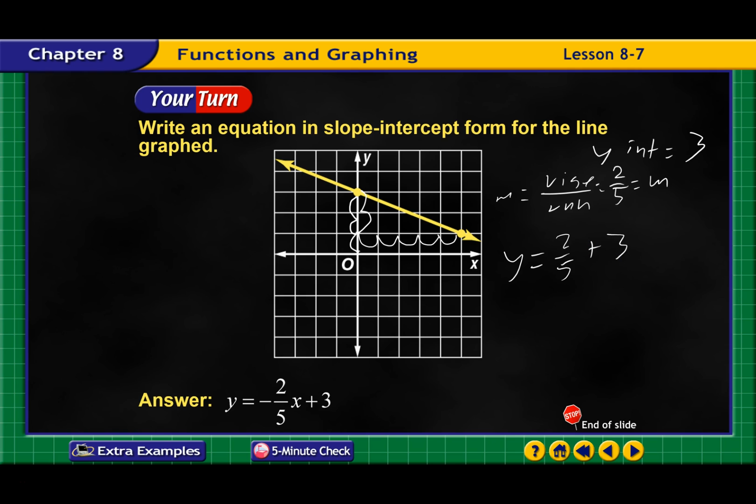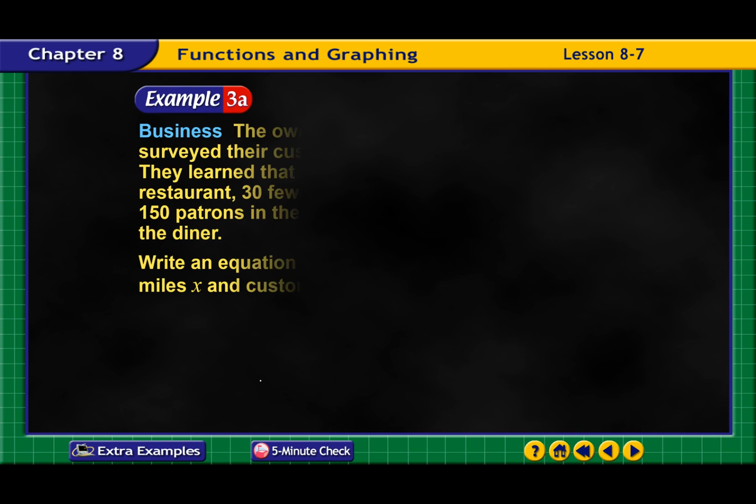Oh, forgot one thing though, positive or negative. It is going in a downward angle at the end, so this would be a negative. So I missed one little detail there. It's always the negative symbols with me.